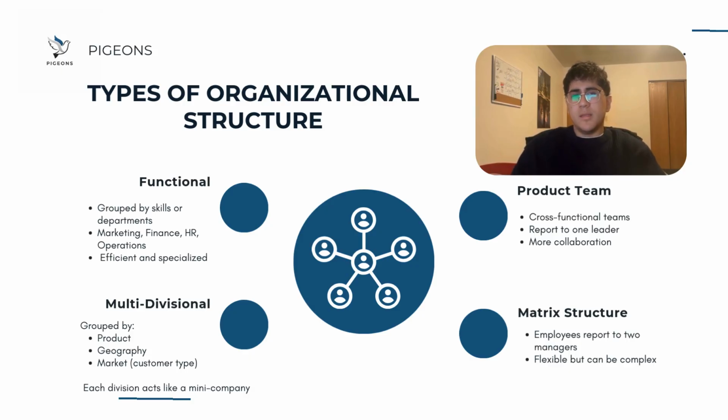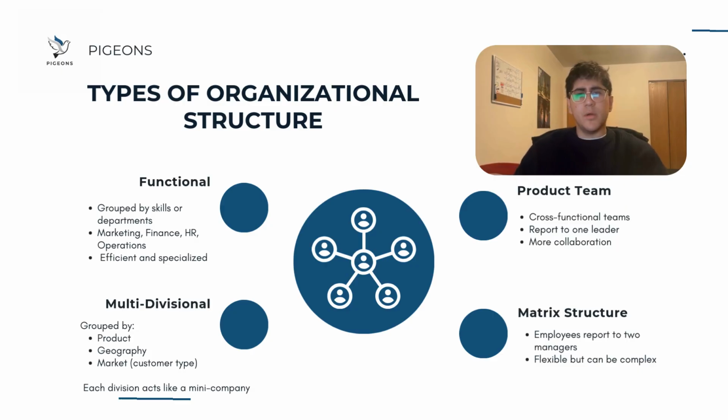The problem with that is as the company grows, departments can become too independent and focus only on their own goals instead of the company's overall strategy. When companies get bigger or start offering different products, they often move to a divisional structure. Instead of organizing by function, they organize by product, region, or type of customer.